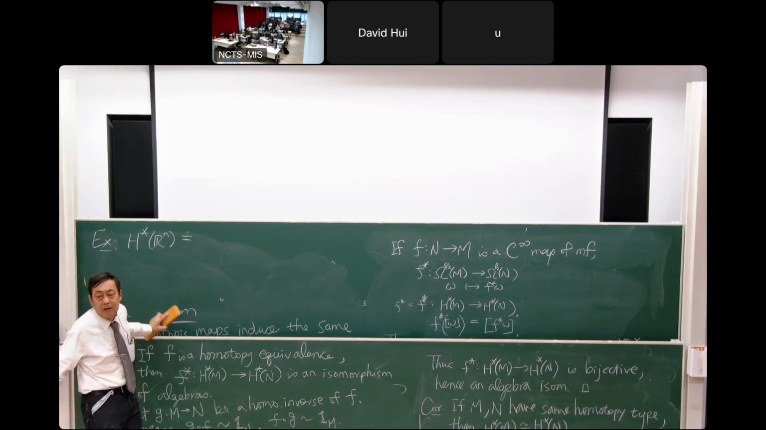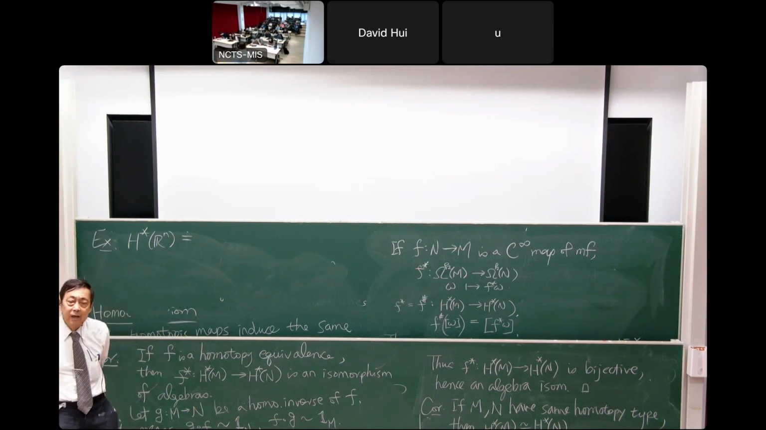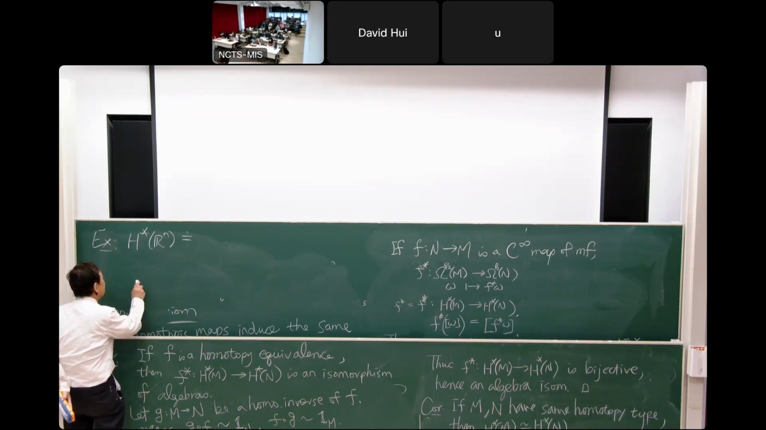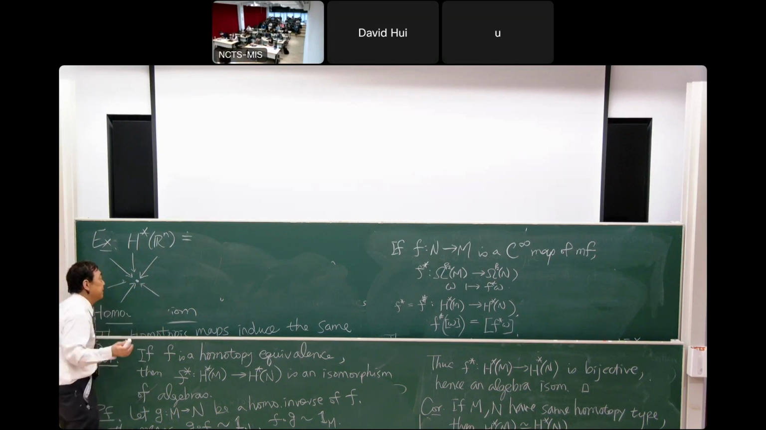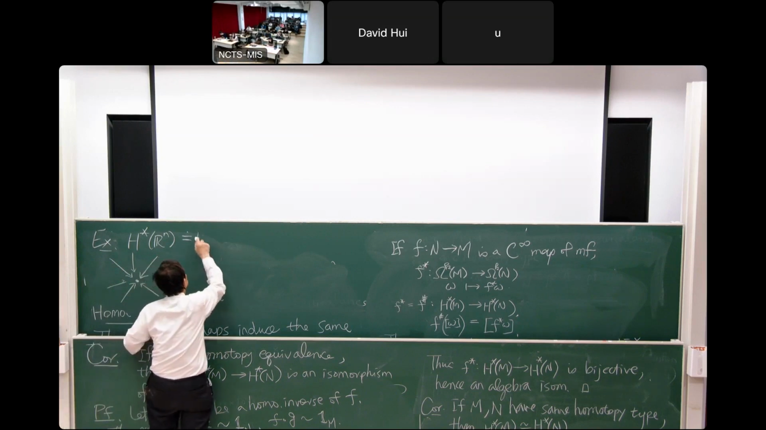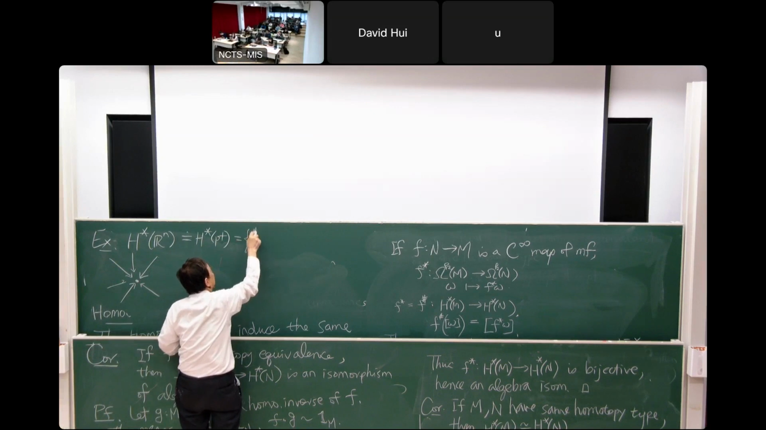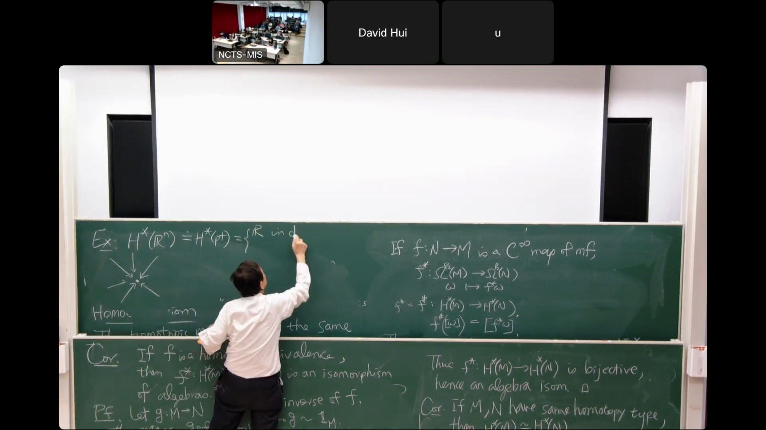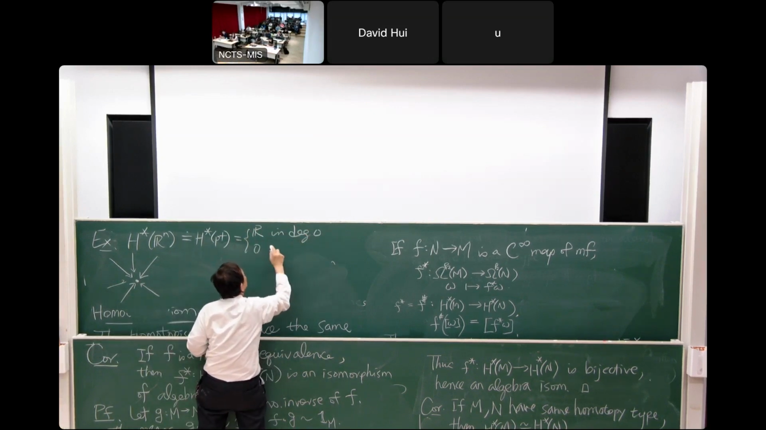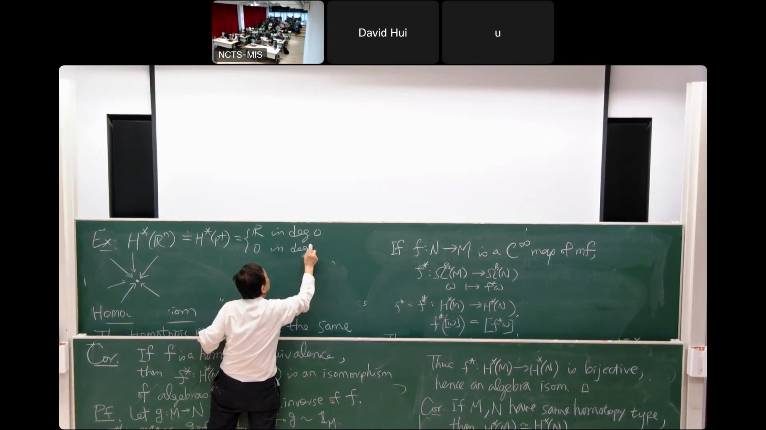What is the homotopy type of Rn? Just a point, yeah, because if you have Rn, there is a straight line homotopy to a point, right? You have a deformation retraction to a point, okay? So the cohomology of Rn is the cohomology of a point. And it's R in degree 0 and 0 in degree greater than 0.